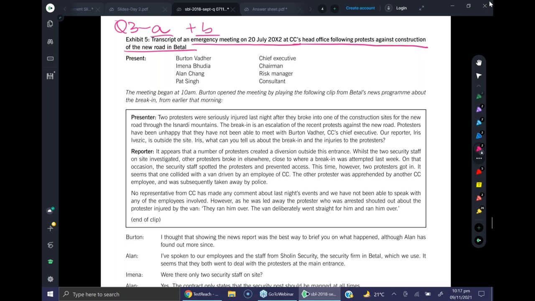Absolutely. So let's read it and let's figure out. In question number 3, part A, we were supposed to discuss the ethical and reputational issues. And in part B, we had to discuss the control weaknesses, their impact and the suggestions.